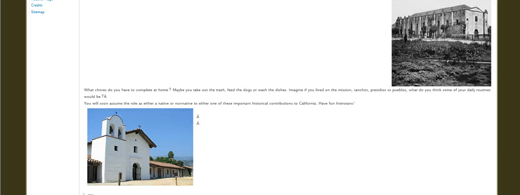My web quest is on 4th grade California history. Students will be focusing on the missions, pueblos, presidios, and ranchos. As you can see on the introduction page, students are introduced to the web quest by asking them about their own daily lives and chores in present day.